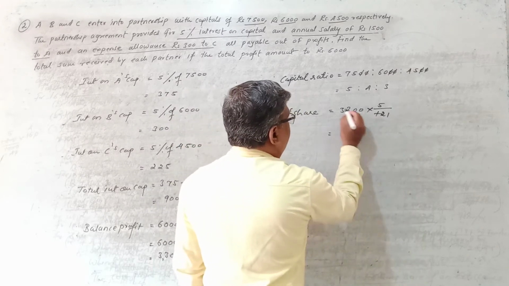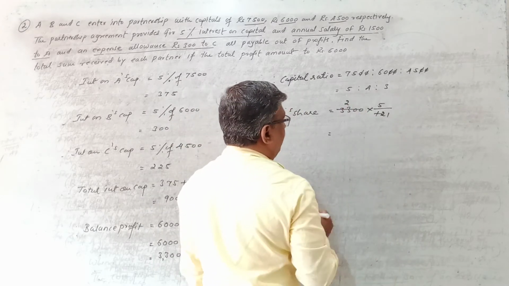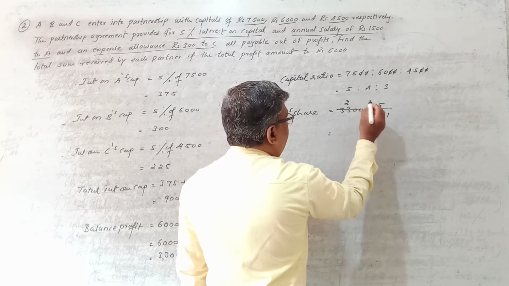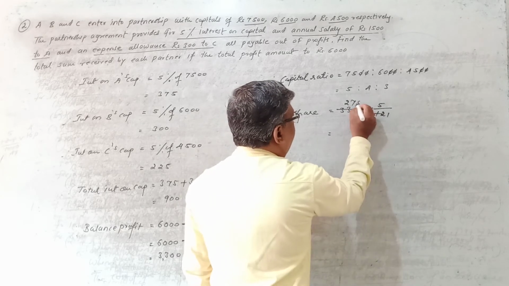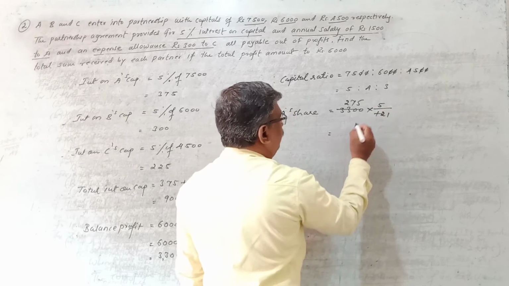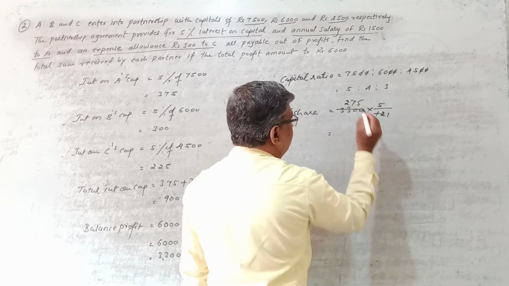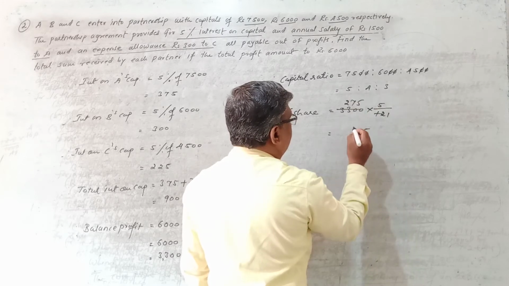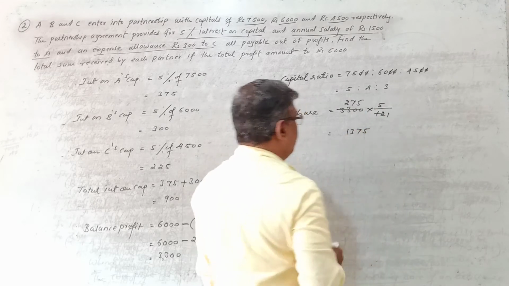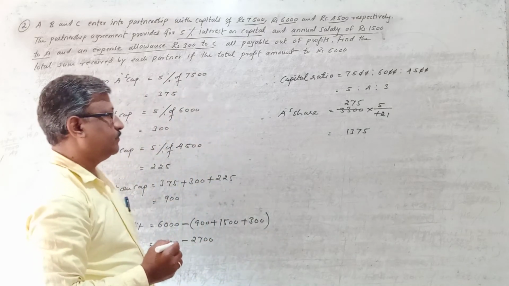So 12 ones are 12, 12 2s are 24, 12 7s are 84, 12 5s are 60. So 275 into 5: 5 5s are 25, 5 7s are 35, 37, 5 2s are 10, 13, 1,375 rupees.